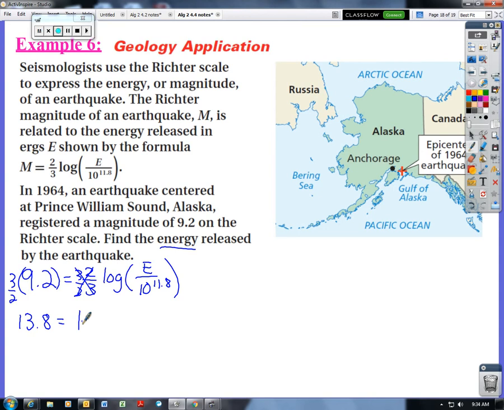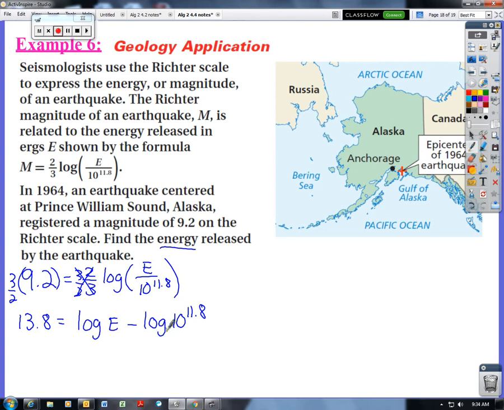This is the log of a quotient. So what we're going to do is use the log properties and rewrite that as the difference of logs. So that's the same as the log of E minus the log of 10 to the 11.8. So I used one of our properties to rewrite that. Now I need to solve for E, so I'm getting a little closer here.